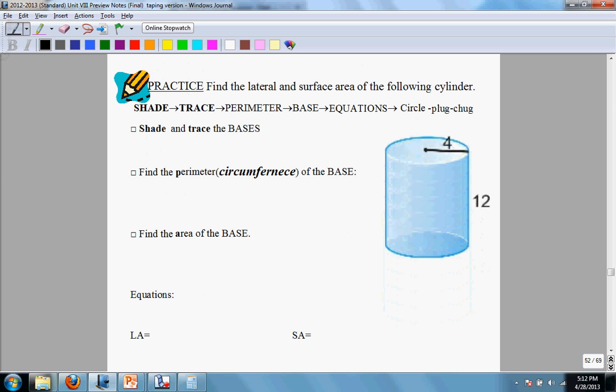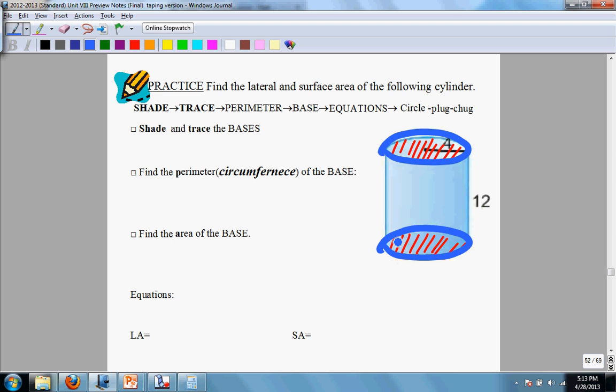All right, let's do this problem together. We're going to do it together even though it says it's your practice. So shade and trace the bases. So we're going to shade the base, which is a circle and another circle. Shade, trace. Okay, we're done with the first two steps, shade and trace.